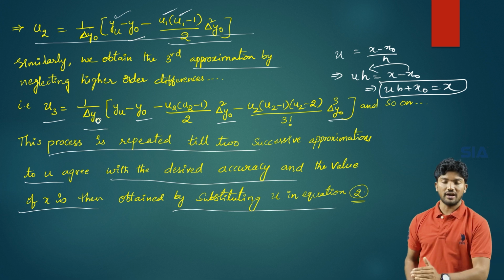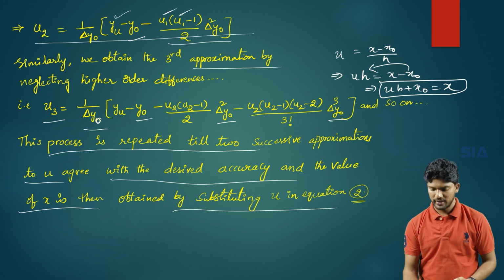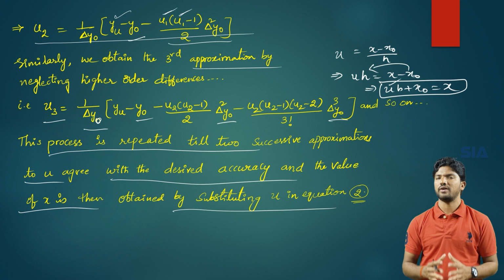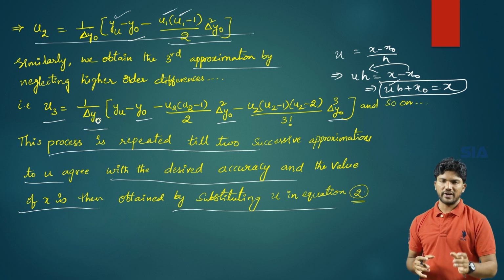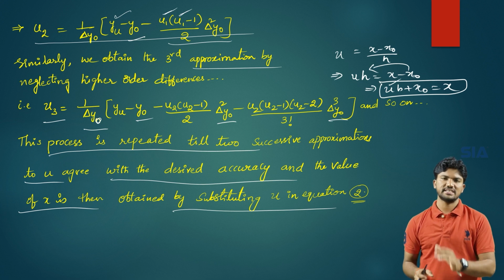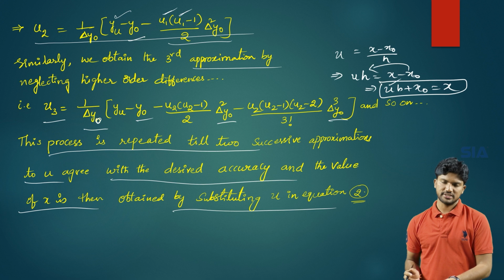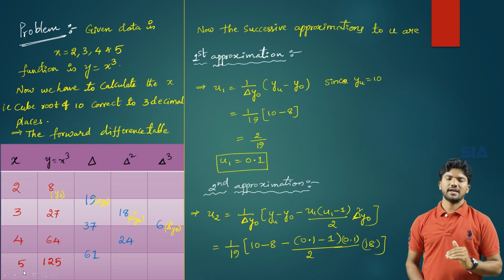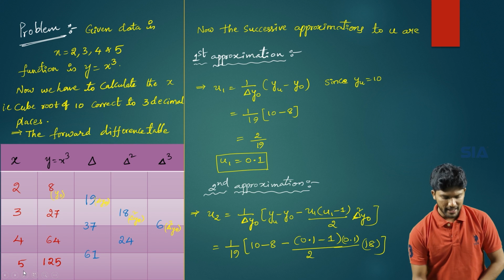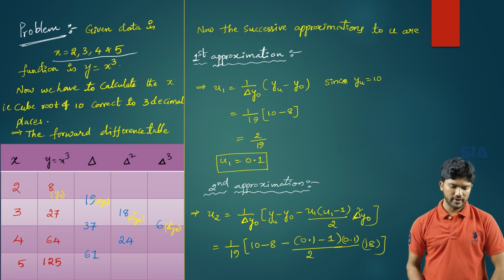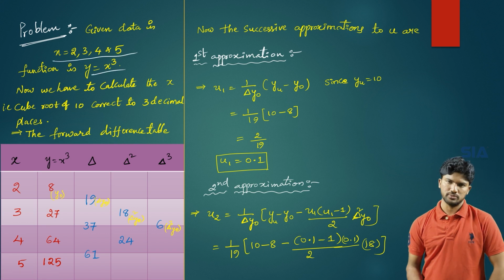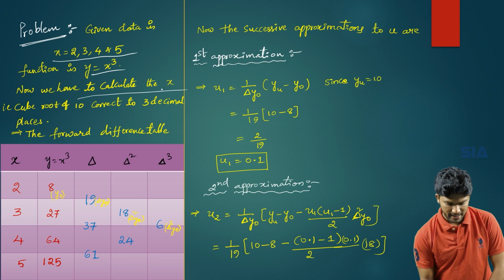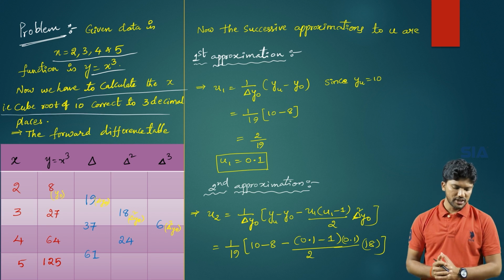To get the value of small x, first of all we have to find out the value of small u. This method of successive approximations is for finding out that u value. We know x naught and we know the h value. So now we can see the problem. Given data is x is equal to 2, 3, 4 and 5, function is y is equal to x cube. Now we have to calculate x, that is the cube root of 10, correct to 3 decimal places.